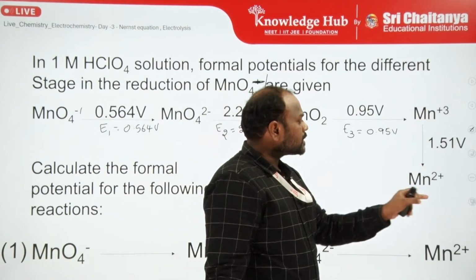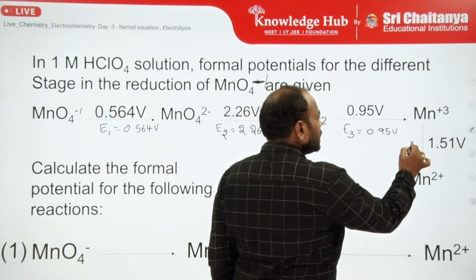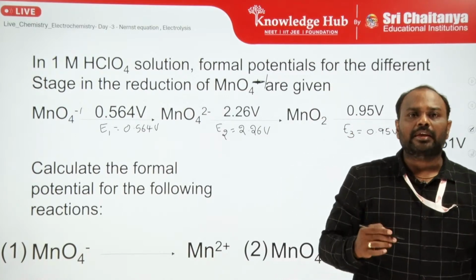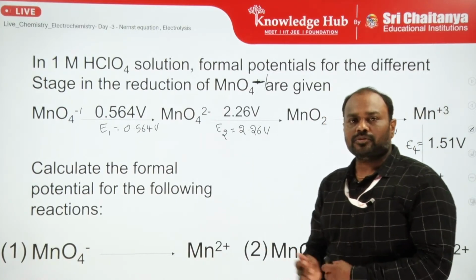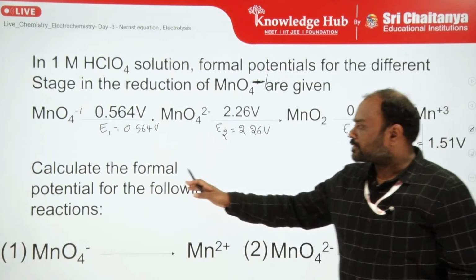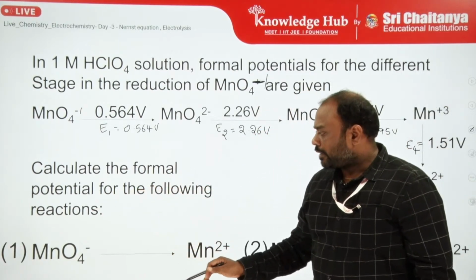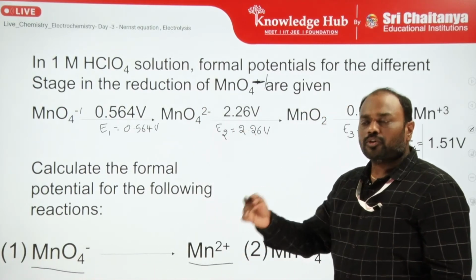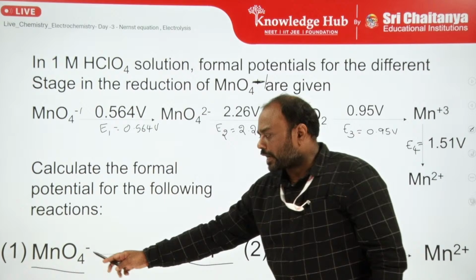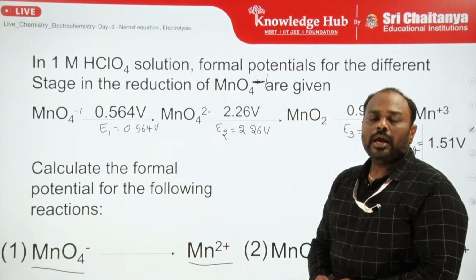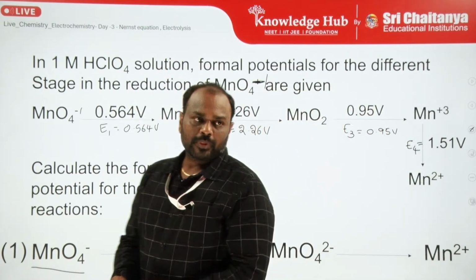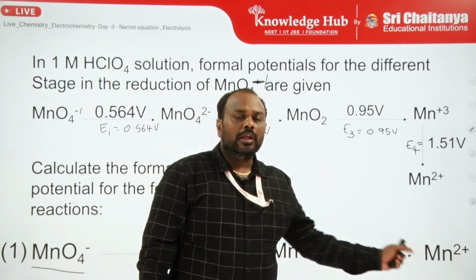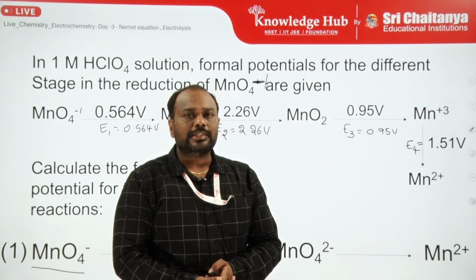Last step, Mn plus 3 is converted to Mn plus 2. This is the E4 value. So E1, E2, E3, E4 values are given. By using this formal potential, we have to calculate the electrode potential for the conversion of MnO4 minus to Mn plus 2. This is the first question. The second question: MnO4 minus 2 to Mn plus 2. For this conversion, how much electrode potential is required?